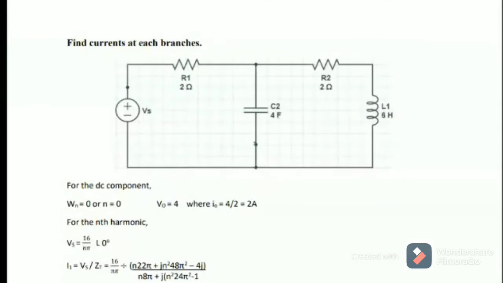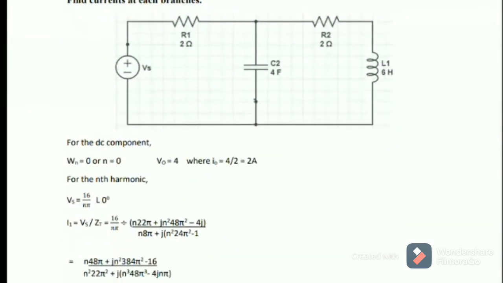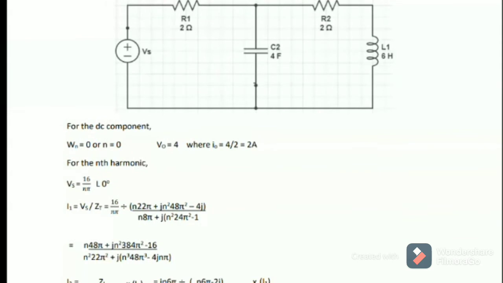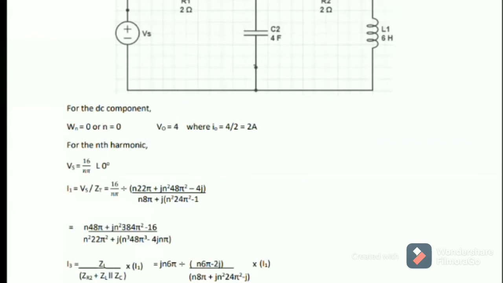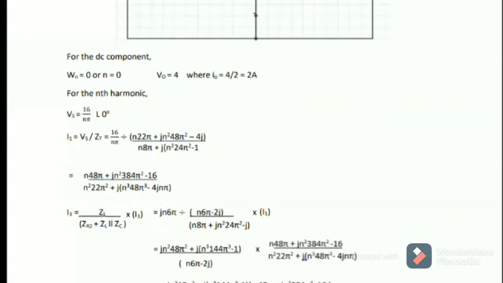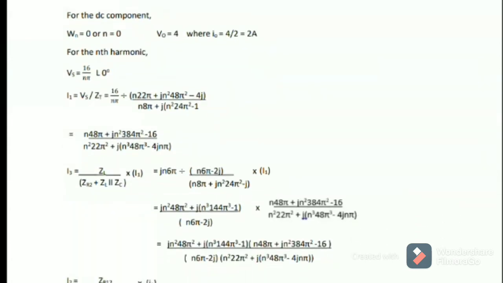Next, we need to find the current at each branch. For the DC component, we know that n equals 0, V naught equals 4, where I naught equals 2 ampere. For the harmonic of the waveform, we know Vs equals 16 over n pi at 0 degree. For I1, the formula is Vs over Zt. We solve the equation and we've got the answer n 48 pi plus j n square 384 pi square minus 16 over n square 22 pi square plus j bracket n cube 48 pi cube minus 4j n pi bracket.